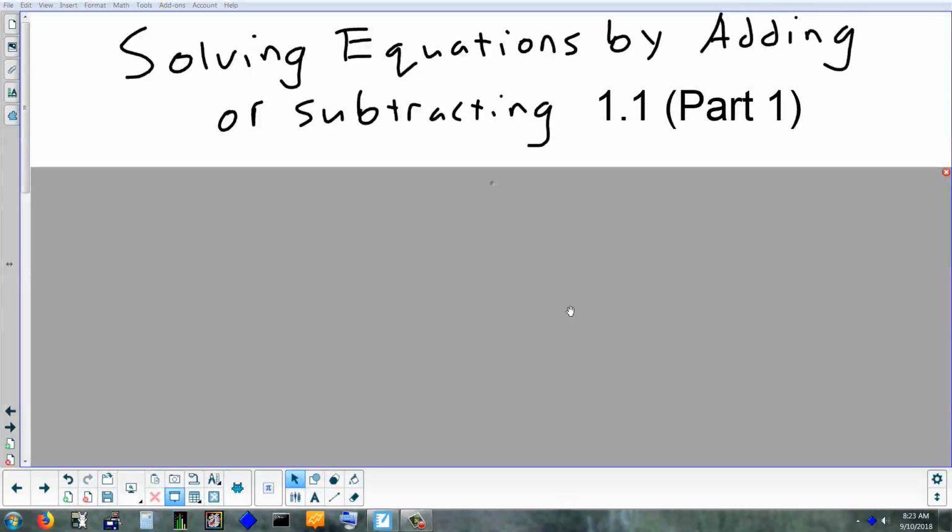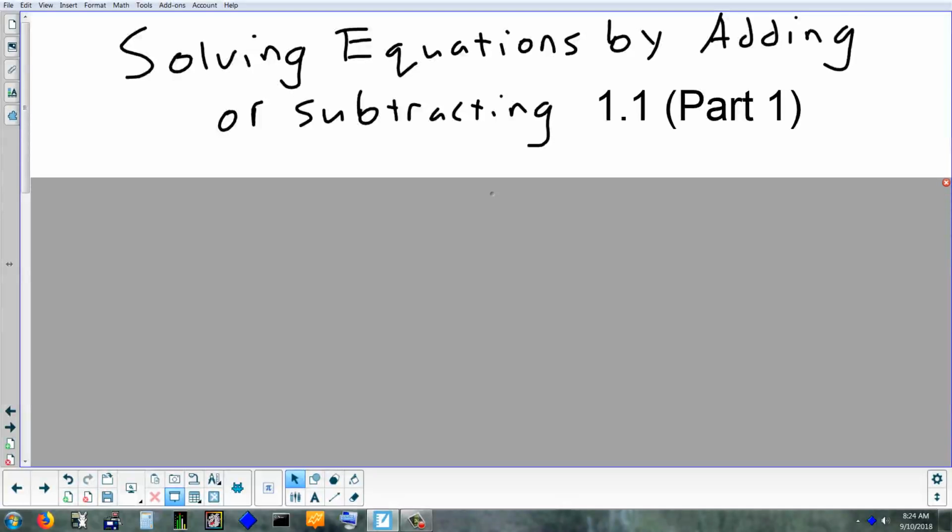So today we're going to start looking at our first section in our book, and that's solving equations by adding or subtracting. On the agenda on the board, when you see a 1 in parentheses after it, what that means is we're going to spend a couple days on that. So we're going to do part of the first section today, and part of it tomorrow. Today there's only 2 things you need to know how to do to both sides of an equation: add a number to both sides and subtract a number from both sides. That's it.